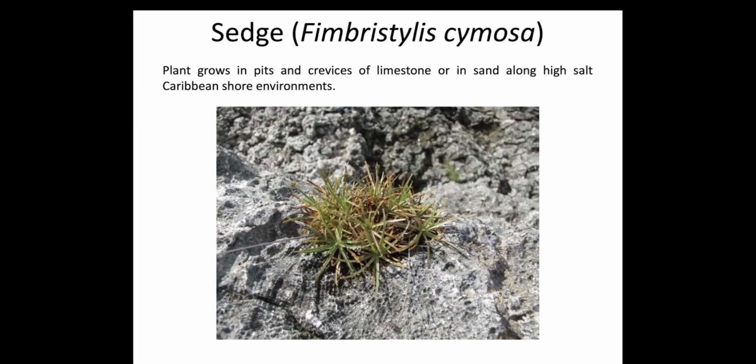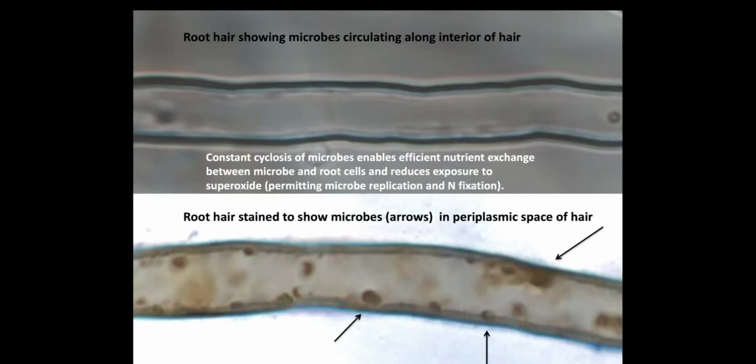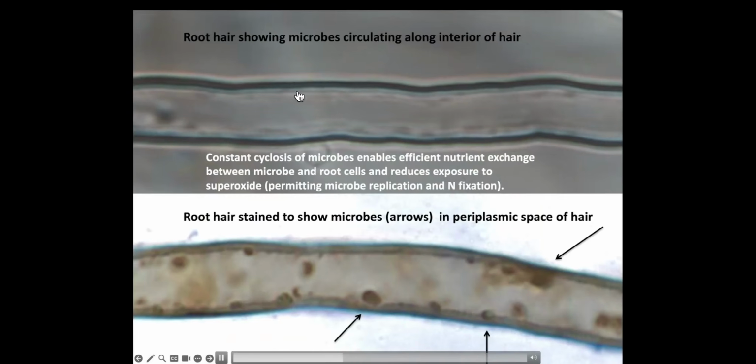Here's a sedge. I've shown this image lots of times. A sedge grows in rocks and grows even without soil. But what it does have is microbes. If you look at one of the hairs, you can see these brown areas. Those are the microbes in that hair. And this is a living hair where the hair is working, and you see it moves the microbes, these shadows going around and around and around. That's what the plant is doing.